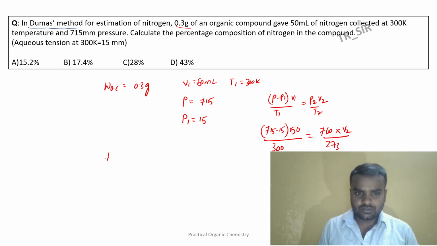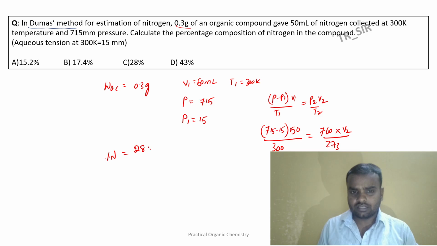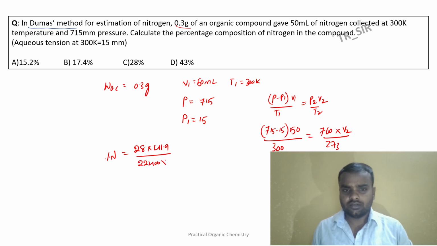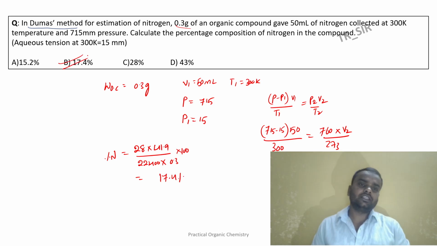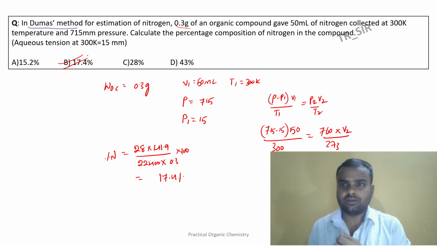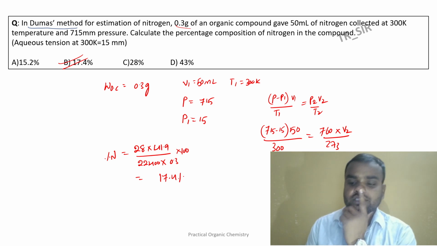Now substitute this value in the percentage of nitrogen, which is equal to 28 into 41.9 divided by 22400 into weight of organic compound into 100. After solving this, we get 17.4 percent. So the given option B is the right answer. This is how we have to approach the questions.